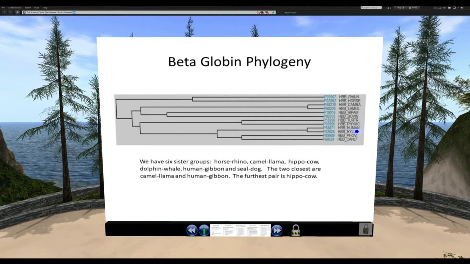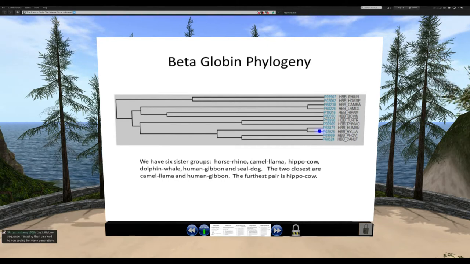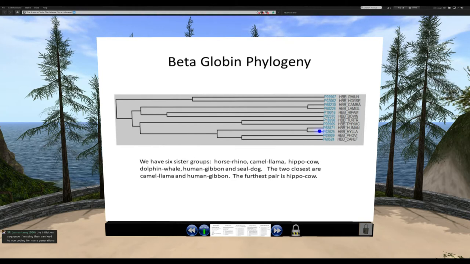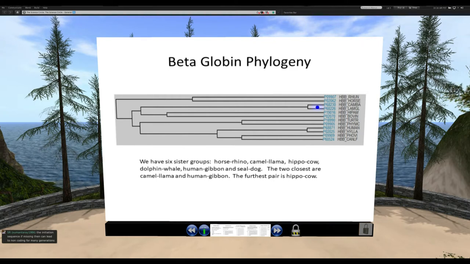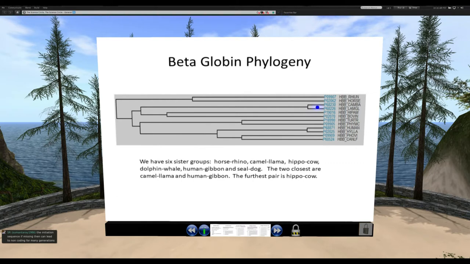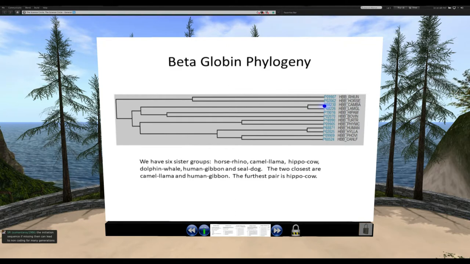This is Hylobates lar, which is a gibbon. And humans and gibbons only differ by two amino acids in their beta globins. Interestingly, camels, Bactrian camels, and llamas also differ by only two amino acids. So this length here, from here to here, represents two amino acid changes.